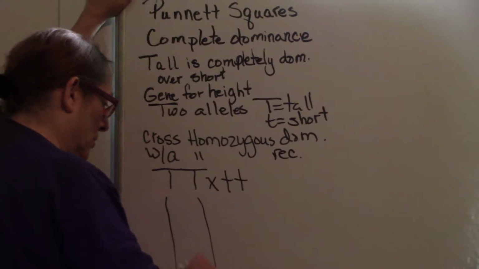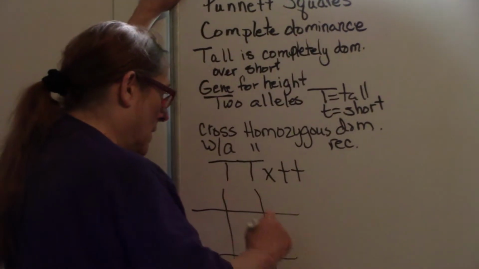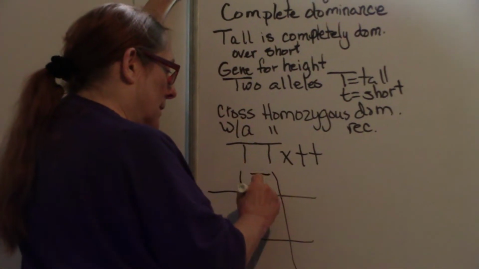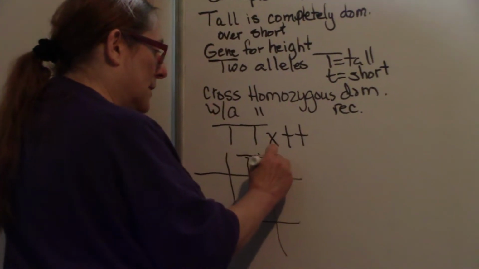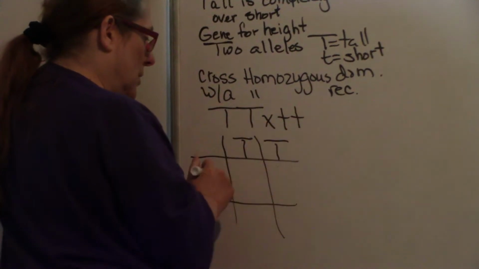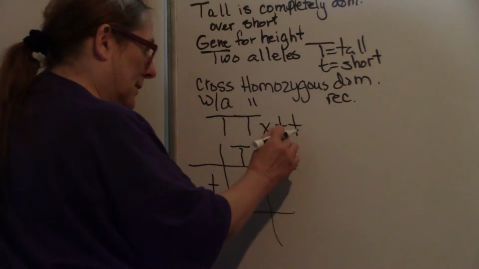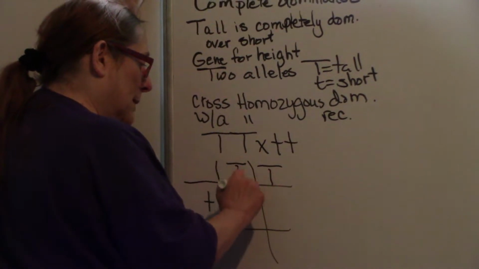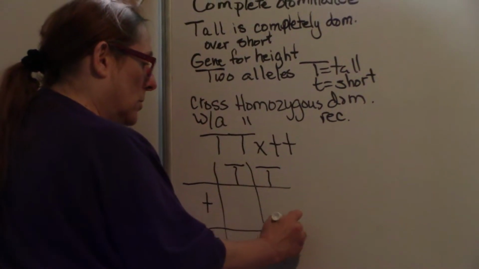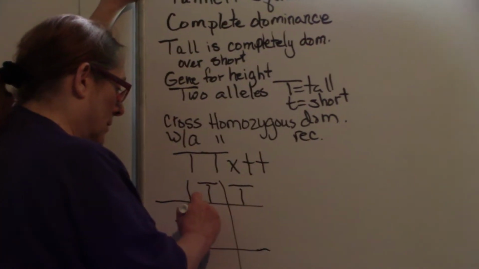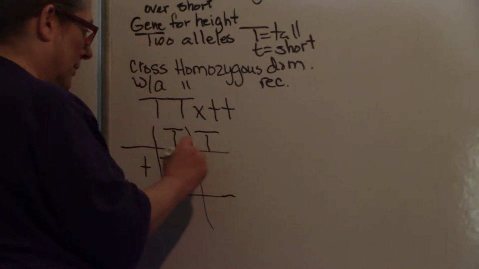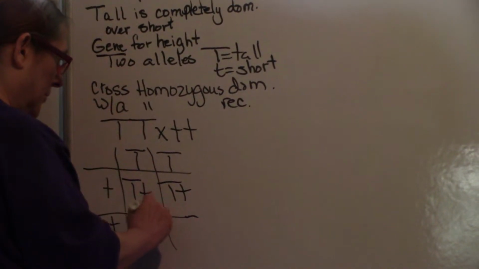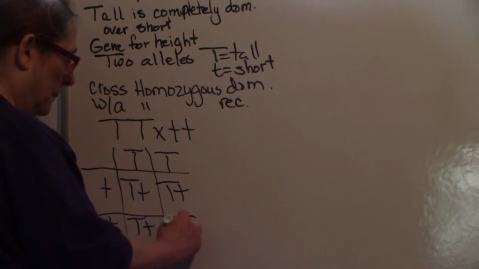We make our Punnett square. This individual, half of the gametes get this big T, half get this big T. This individual, half get this little t, half get the other little t. When we put them together for potential fertilizations, big T little t, big T little t, big T little t, big T little t.